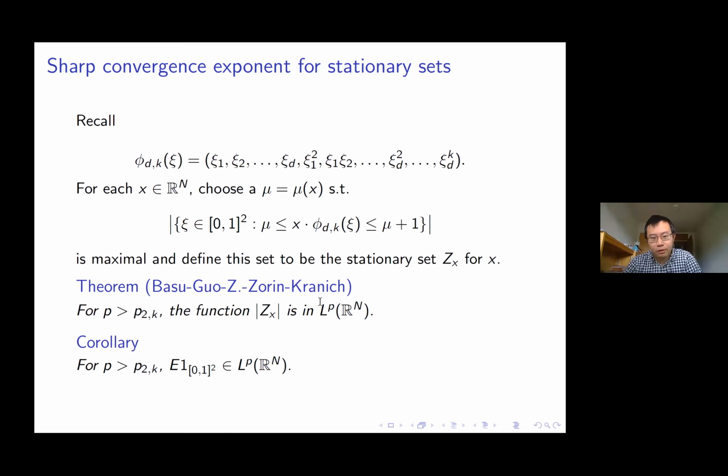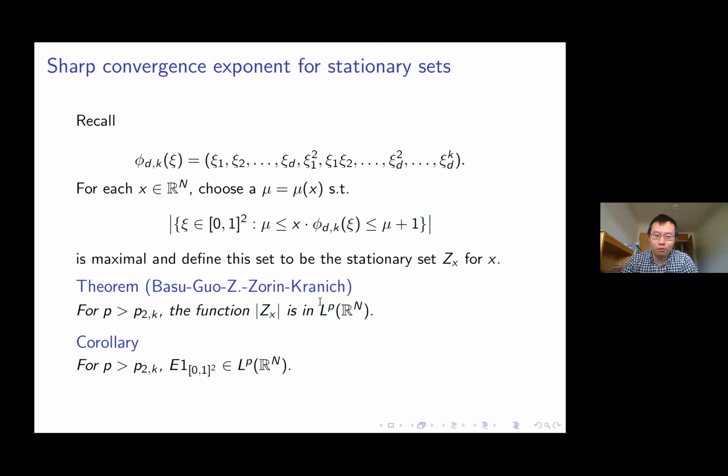And then the question becomes, for each x, you have the measure of the stationary set. So this is the measure of C of x. And we prove that for P bigger than the critical exponent, this measure function is in LP. And as a corollary, because of our main theorem, we know that E of 1 is also in LP, and that completes the hard part of our theorem. This is just how we proceed in proving this theorem. Of course, I haven't told you much about why we can prove the function Z of x, this measure, is in LP. Well, it's totally unclear at this point.